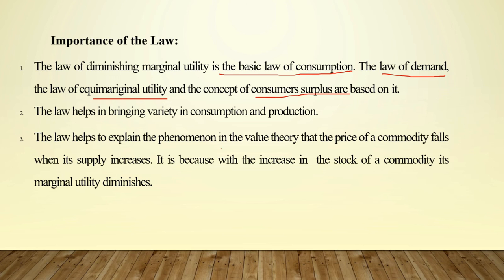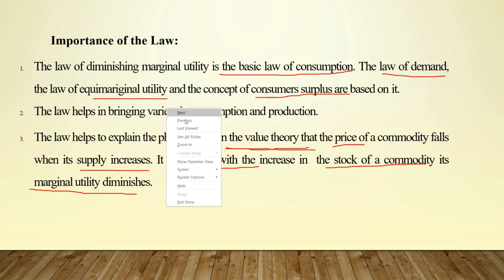This law, LDMU, explains the value theory. Suppose the price of the commodity falls, supply increases. It is because the stock of the commodity increases while marginal utility diminishes.